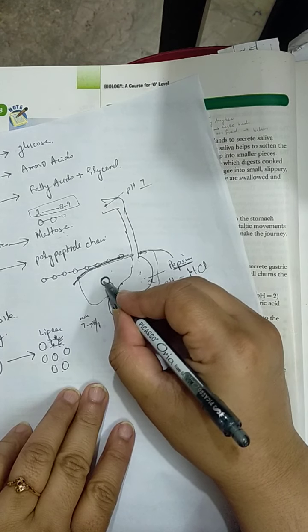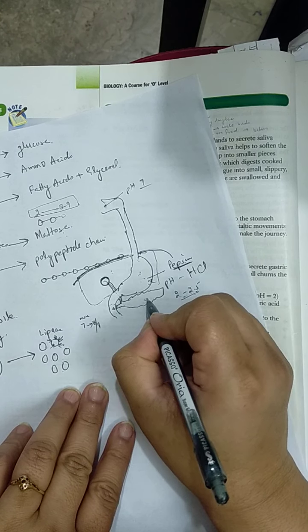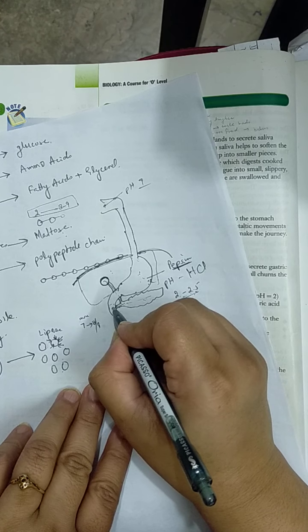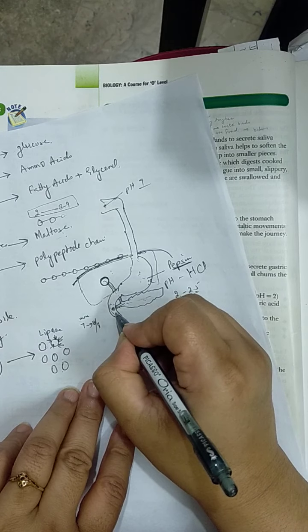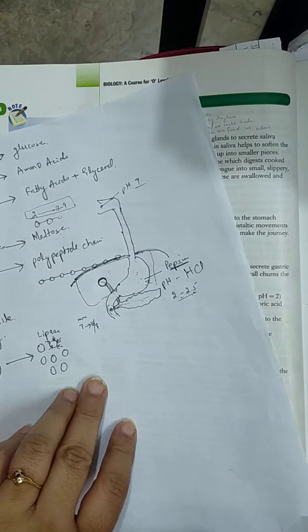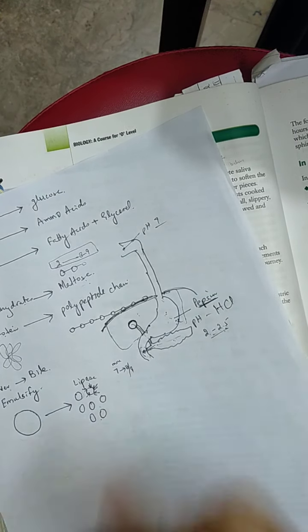Okay, now this bile comes into the pancreatic duct, and pancreatic juice from the pancreas also opens here, and both come into the first portion of the small intestine which is called duodenum. So here the remaining digestion will occur.